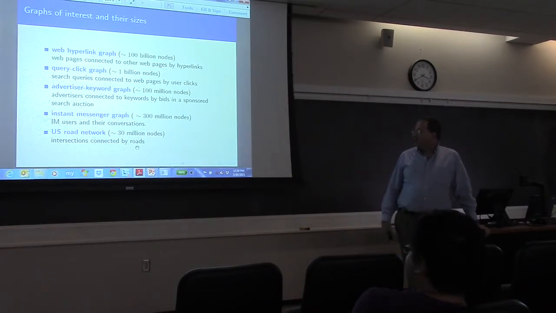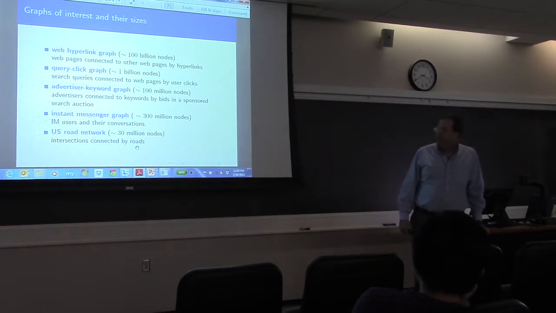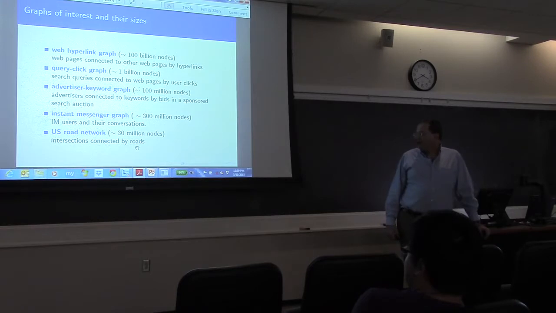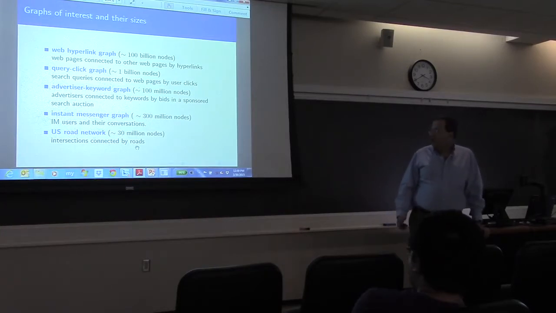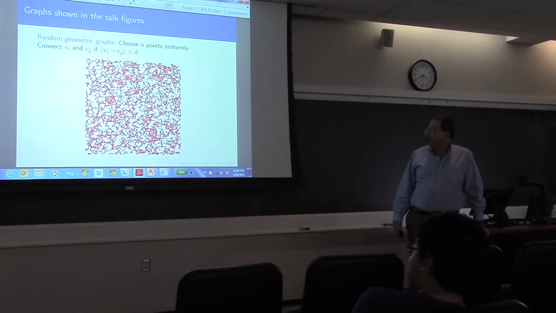Anyway, let me start with this kind of applied motivation for this type of problems, where we have large graphs, and this number is outdated now. We have a trillion nodes in this kind of graph. So we have graphs with at least tens of millions, usually hundreds of millions or many billions of nodes. And in these graphs, we want to do partitioning, and in particular, local partitioning.